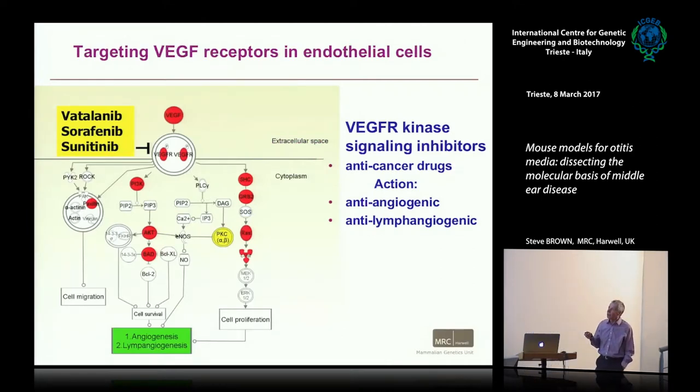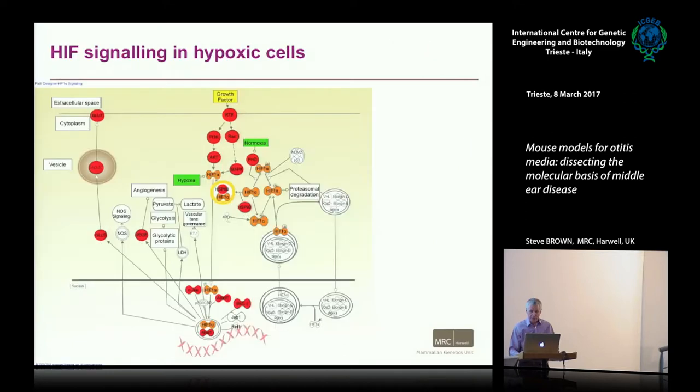Each of these compounds will act on the VEGF receptors. They're a whole class of anti-cancer drugs. They're anti-angiogenic, anti-lymphangiogenic. And our aim was to see, could they be used, delivered in this case to the mice systemically as opposed to directly to the middle ear, to dampen down the chronic inflammatory response? One, providing a potential new therapy, and two, providing further confirmatory evidence that these are the pathways and mechanisms involved with developing chronic otitis media in these mice.